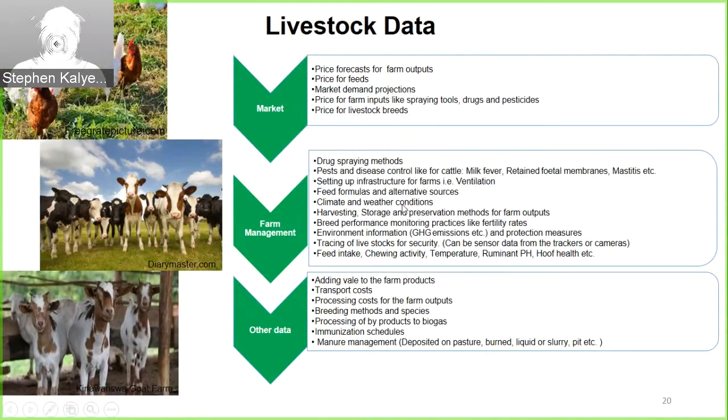The climate and weather conditions are important. Harvesting and storage practices are important. The breeding performance and environmental information are important. Okay, and you know, the number one contributor to greenhouse gas emissions is cattle. So we need to know what the best practices are to overcome this.